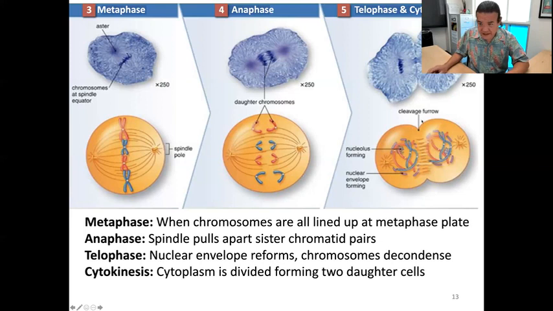And finally, cytokinesis, where the cytoplasm and the cell membrane itself then separate and divide. So importantly, mitosis is all about making sure that the two resulting daughter cells have the exact same genome as the original starting cell.